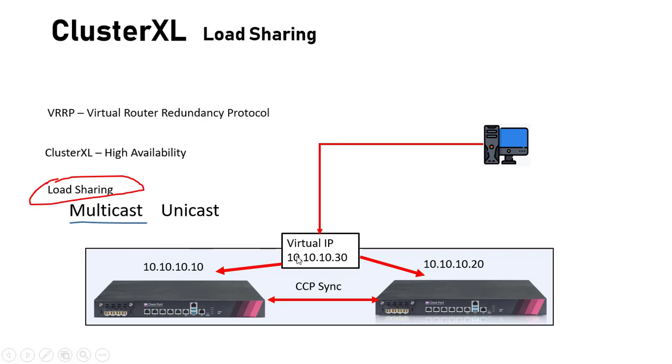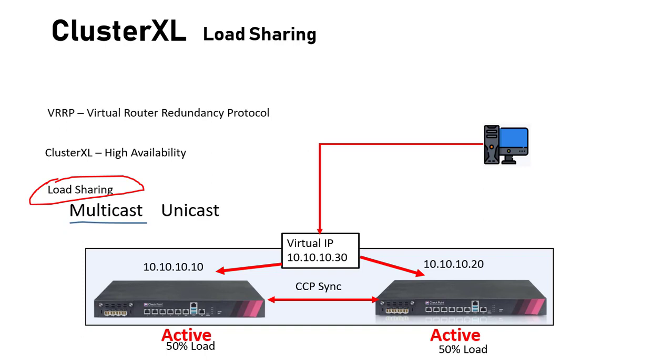We have a virtual IP that is associated with all cluster members. Whenever the virtual IP receives a packet, it sends the same packet out to both devices, or to the other devices in the cluster membership. ClusterXL load sharing can support up to 5 devices. All of these devices in our cluster membership receive that packet that our virtual IP has received, and they have to agree with each other on who will process the packet.